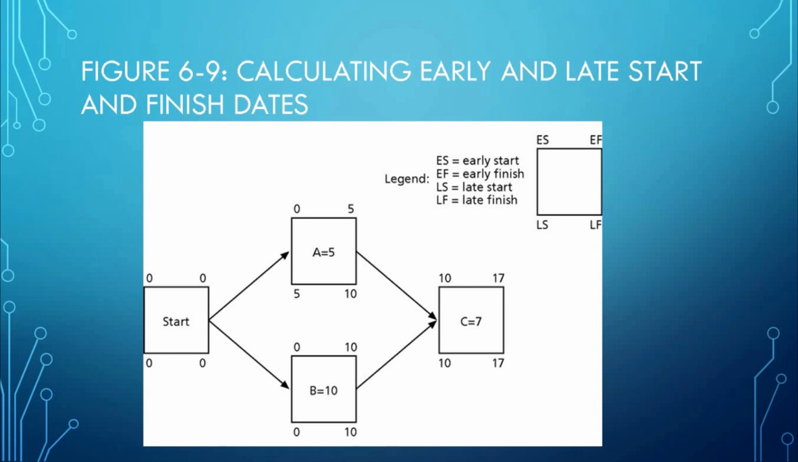The formula used for late start and late finish dates: late start of activity equals late finish of activity minus activity duration plus 1. Late finish of activity equals late start of successor activity minus 1.